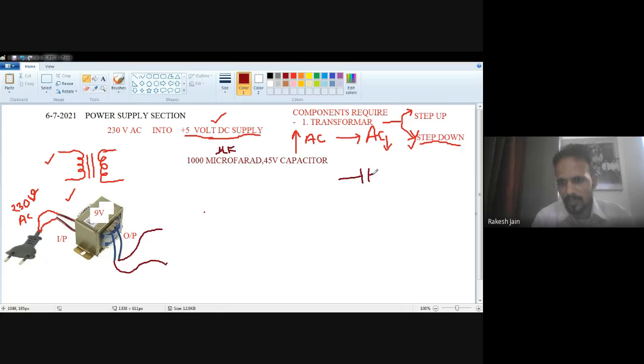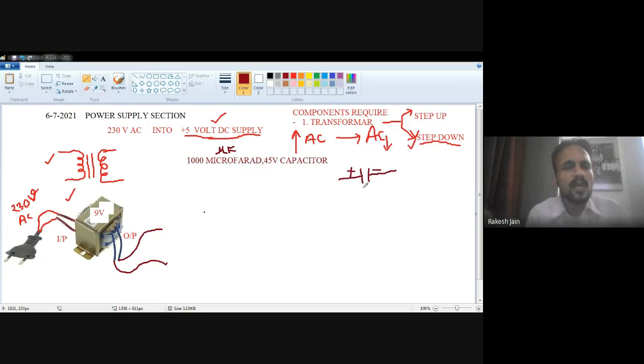When you purchase a capacitor from the market, there are always 2 kinds of capacitor. Remember this. One is the electrolytic capacitor and the second one is the non-electrolytic capacitor. How do you differentiate them? Very simple definition: the capacitor on which plus and minus are mentioned is the electrolytic capacitor. Or we can say the capacitor in which one terminal is long and one terminal is short is the electrolytic capacitor.